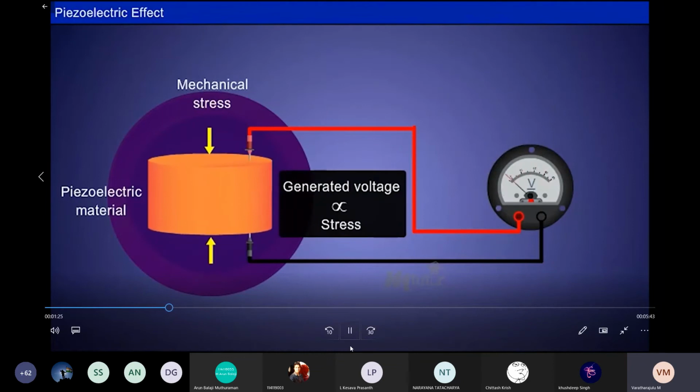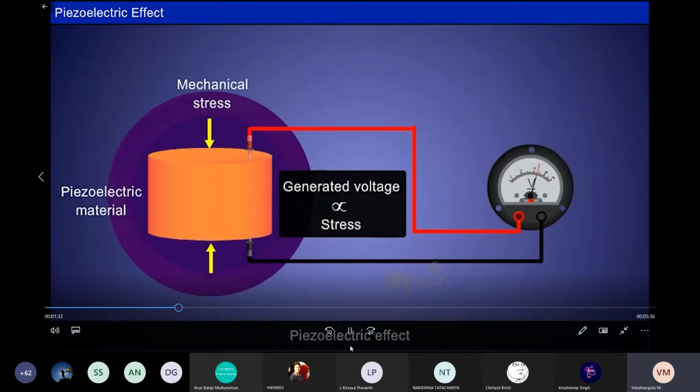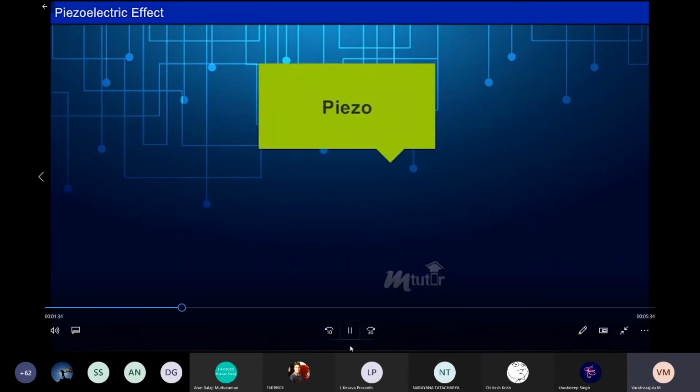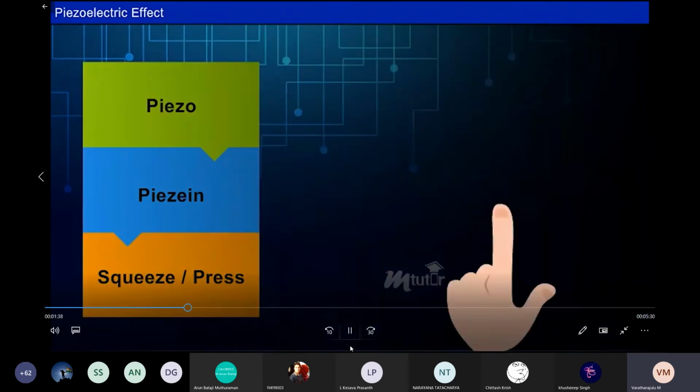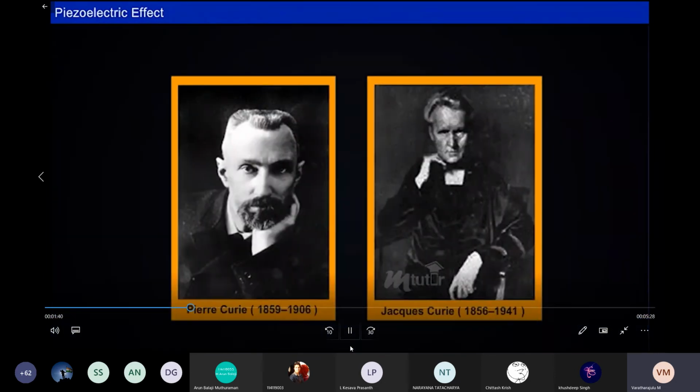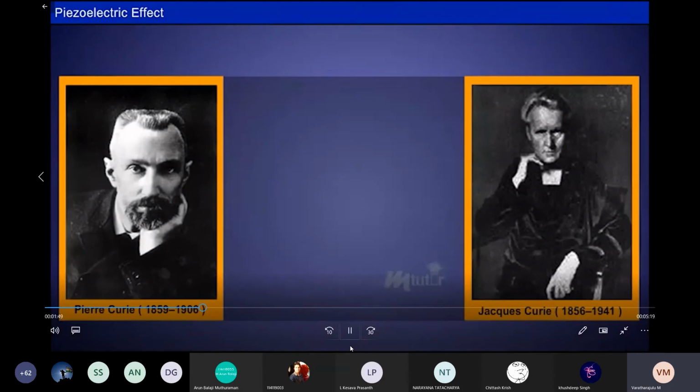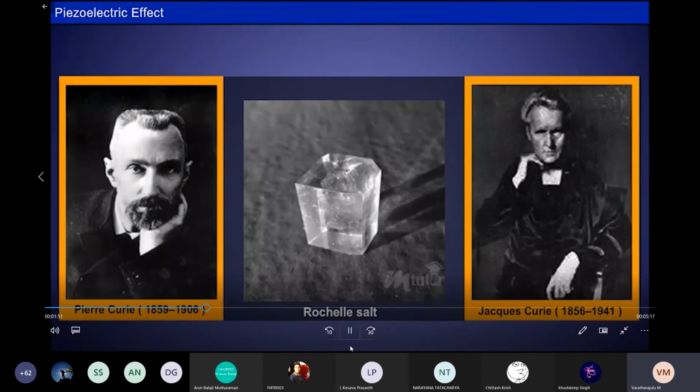The generated voltage is proportional to the stress applied. This property is known as piezoelectric effect. The word piezo is derived from the Greek word piezein, which means squeeze or press. The piezoelectric effect was discovered by French brothers Pierre Curie and Jacques Curie in the year 1880. They used quartz and Rochelle salt for demonstration, which naturally exhibit the piezoelectric effect.